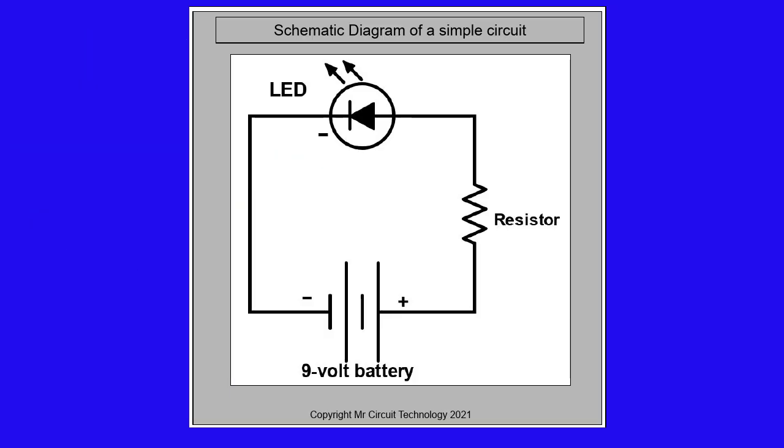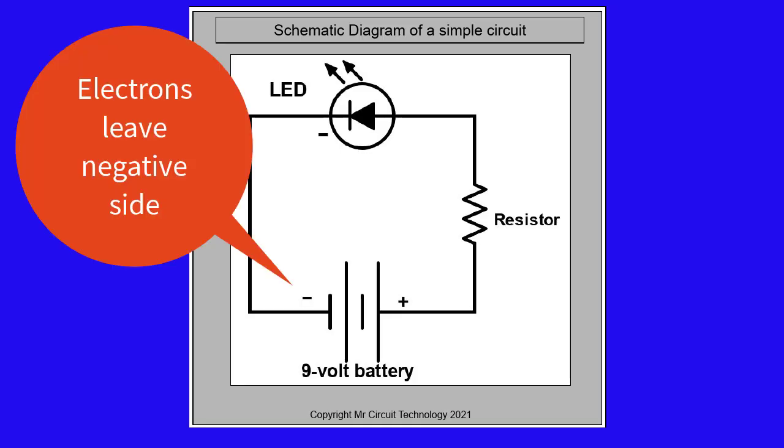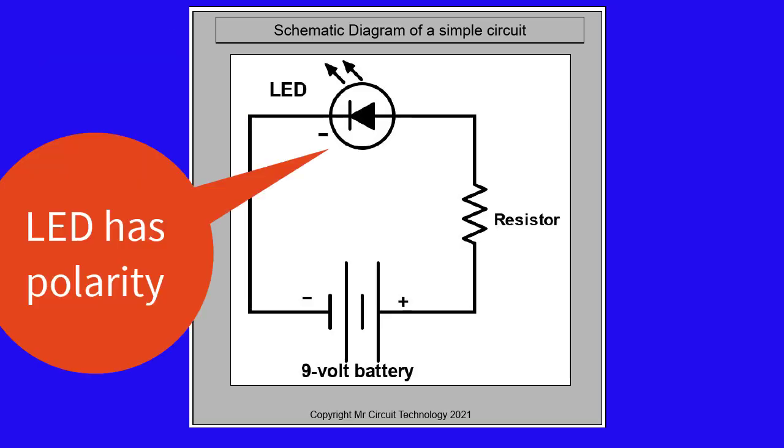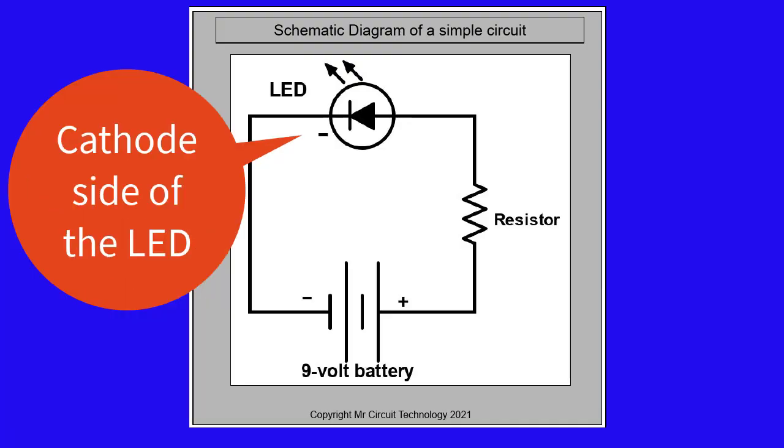In looking at the circuit, we see that the electrons will leave the negative side of the battery and flow into the LED. Remember, an LED has polarity, so it has to be connected right in the circuit for it to light up. The cathode side of the LED, the side with the short lead or bevel on the plastic lens, has to be connected toward the negative of the battery.